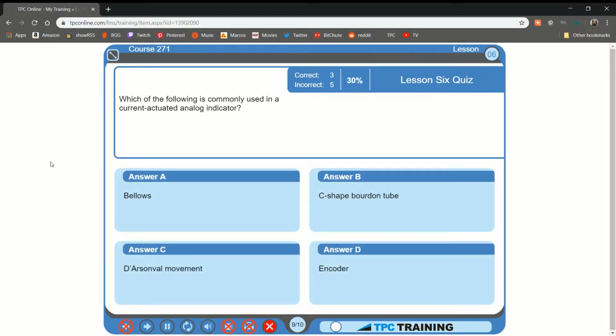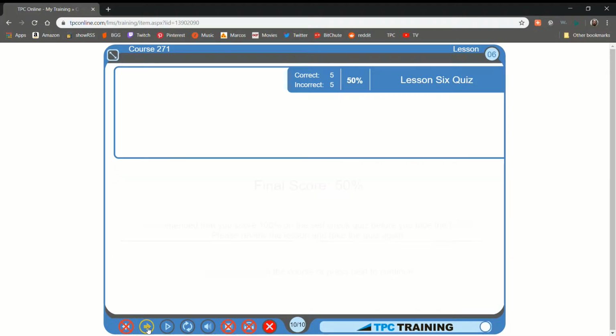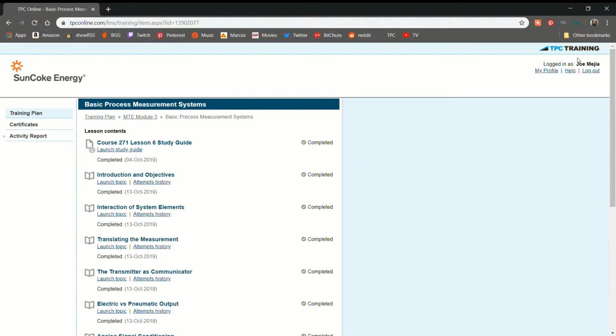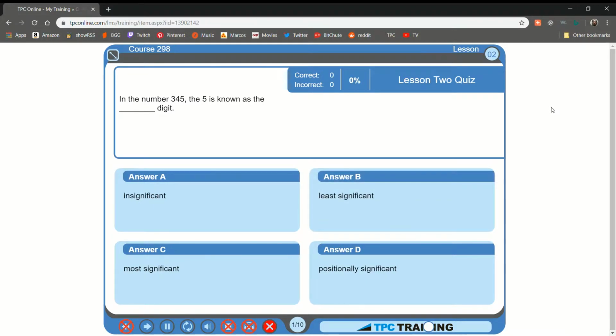Which of the following is commonly used in a current-actuated analog indicator? A. Bellow. That is correct. The function of a data logger is to blank. That is correct. Least significant digit, C. Most significant digit, D. Positionally significant. That is correct.